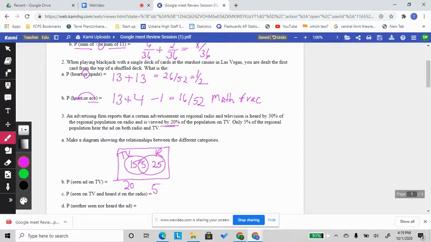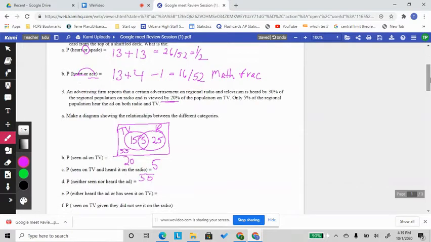And then the next one says neither seen on TV or heard on the radio. So that means you didn't hear it on TV or the radio. So that's outside of here. Inside of here is 30 plus 15, which is 45. So that means they didn't see it on TV or the radio. That's neither. That's 55%. Inside was 45, outside was 55.